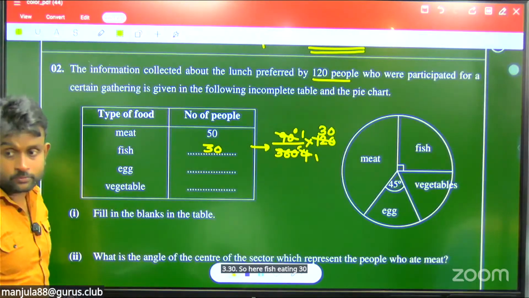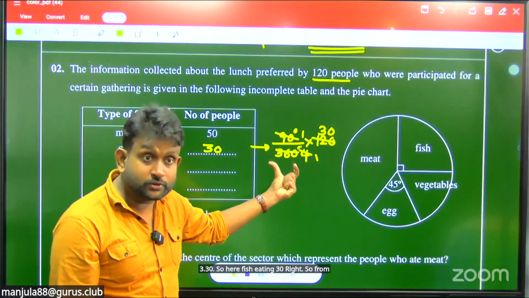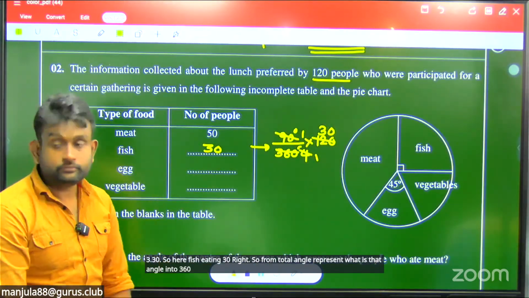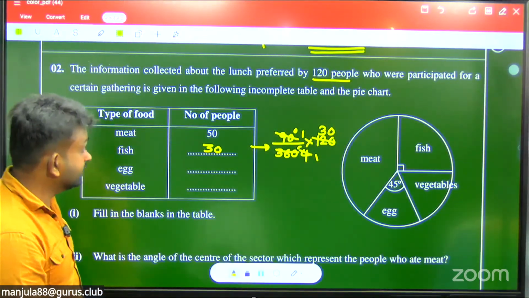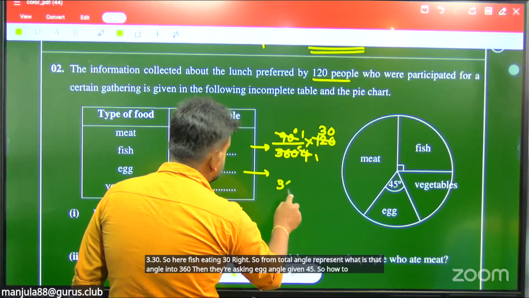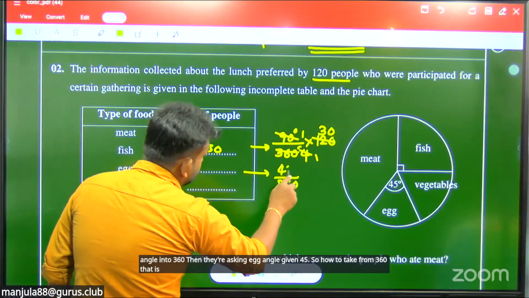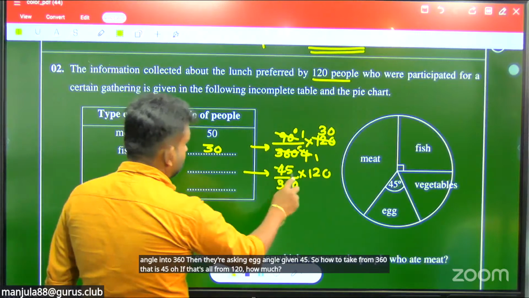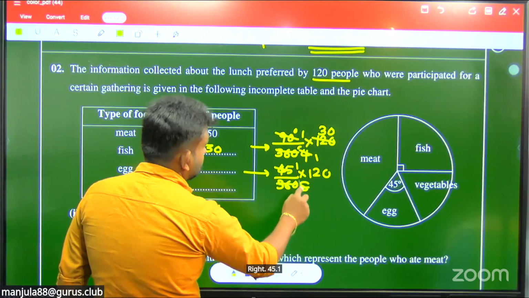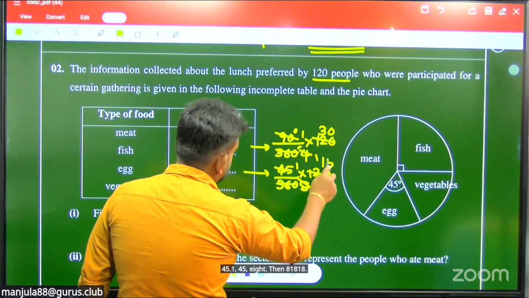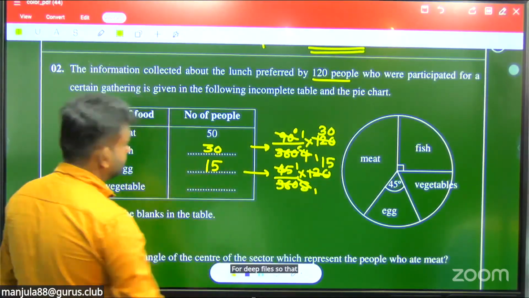So from the total angle, that represents the angle out of 360. Then they are asking about the egg angle, given as 45. So from 360, that is 45. If that's so, from 120, how much? That comes as 15.